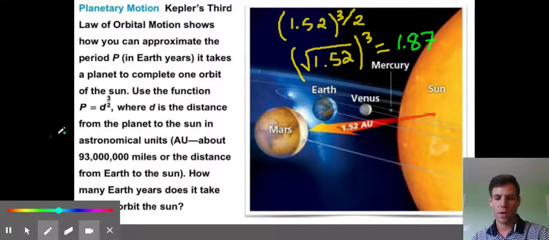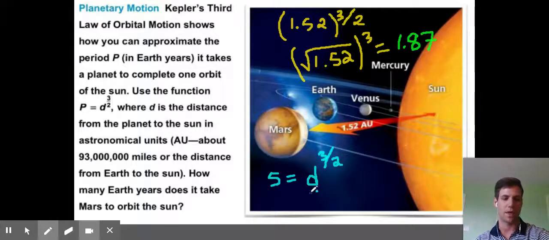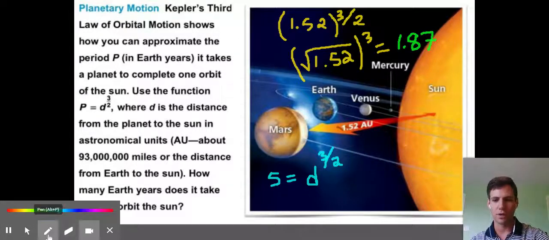Now, the problem isn't asking us about this, but it's an interesting way to interpret it. What if we wanted to do the reverse of what we just did? Instead of finding the period, we were looking for the distance. So if I know that Mars is 1.87 Earth years, what if I wanted to look for something that was 5 Earth years, and I wanted to look for how far away something would be if its year takes 5 times longer than Earth's year? So this is not something that's directly in this chapter, but solving this sort of equation is something we'll work on in the future.